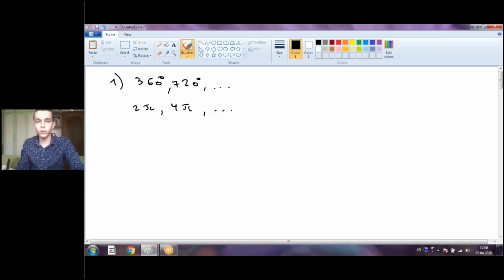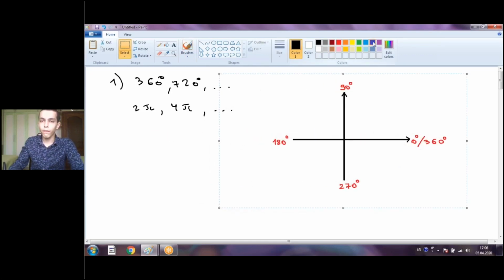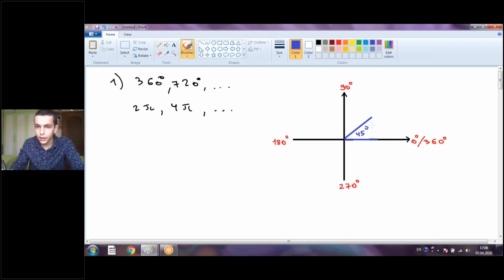So why can we exclude them, you can ask? Because, for example, you have this angle, let's say 45 degrees. That is 45 degrees. If you add an angle of full rotation, your angle again will be here. So nothing will change. The value of your function is again the same. It means that we can exclude all angles of full rotation. They do not have any important role here. That's the first step.